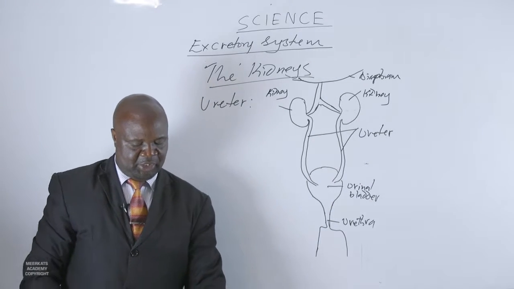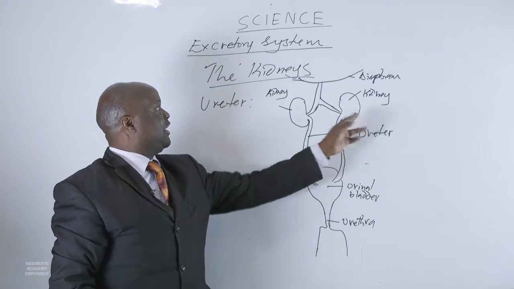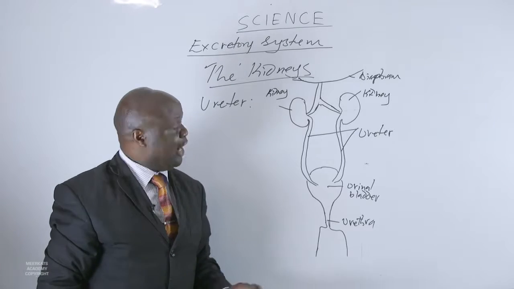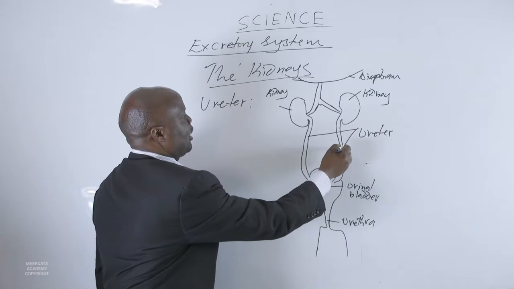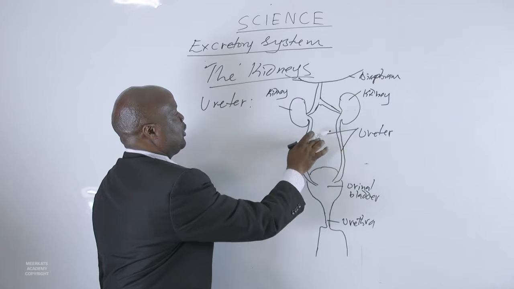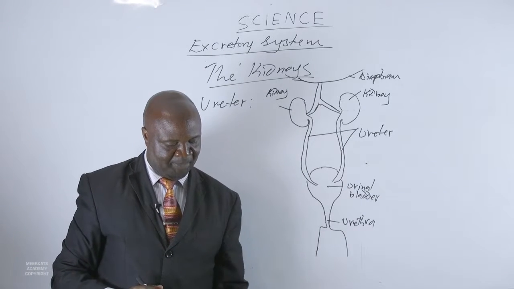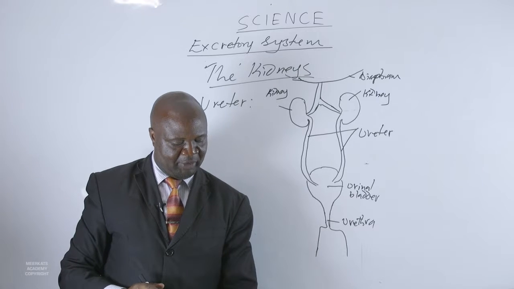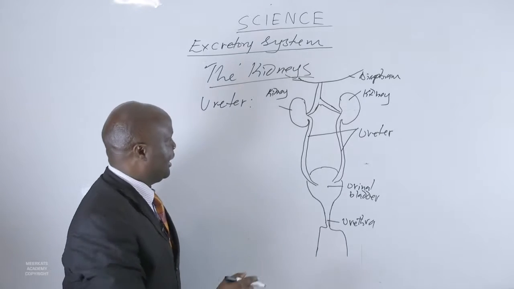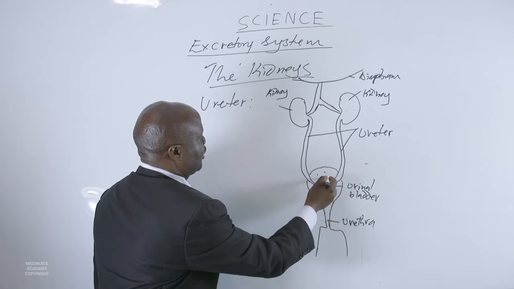Now, what we have seen, this is the left kidney and this is the right kidney. Now, we were talking about the ureter. When we're talking about the ureter, we are talking about these two channels, these two tubes. What does this ureter do? We have said that there are two tubes that carry urine away from the kidney to the urinal bladder. This is the urinal bladder.